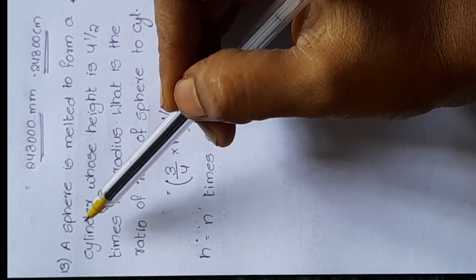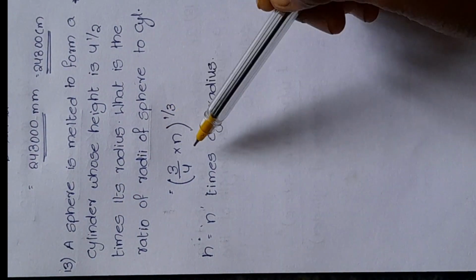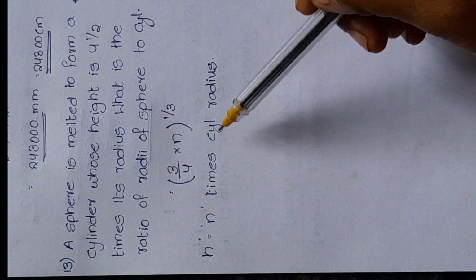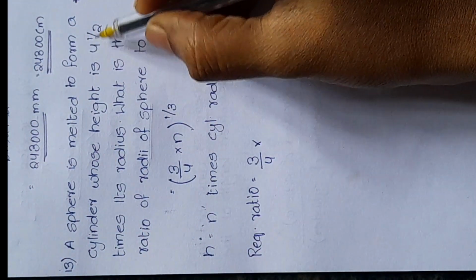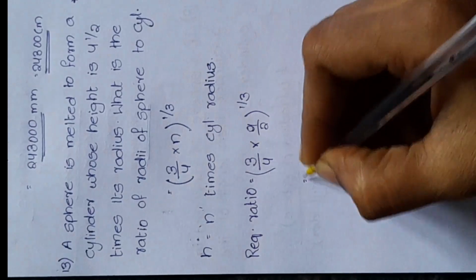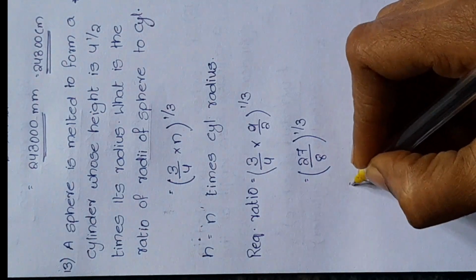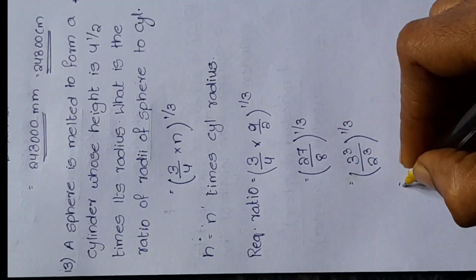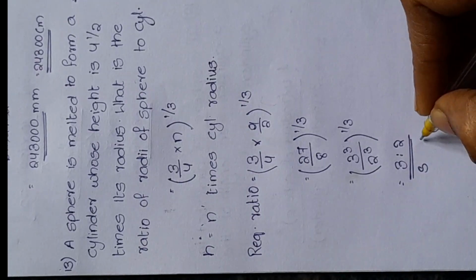13th question. A sphere is melted to form a cylinder whose height is 4 1/2 times its radius. What is the ratio of radii of sphere to the cylinder? This is 3/4 into n whole power 1/3. Here h, that is height, is equal to n times cylindrical radius. The required ratio is, substituting the values, 3/4 into n value, 4 2s are 8 plus 1, 9/2 whole power 1/3. This can be written as 9 3s are 27/8 whole power 1/3. This is 3 power 3 by 2 power 3 whole power 1/3. So the ratio is 3:2. This is the ratio of radii of sphere to the cylinder. 3 is for sphere and 2 is for cylinder.